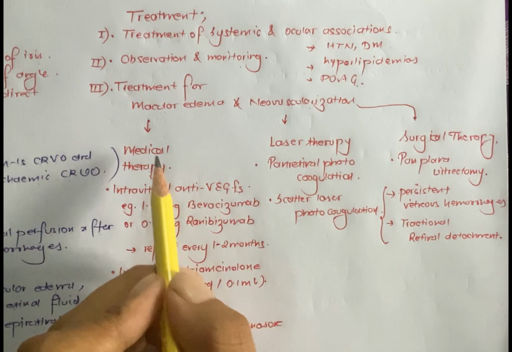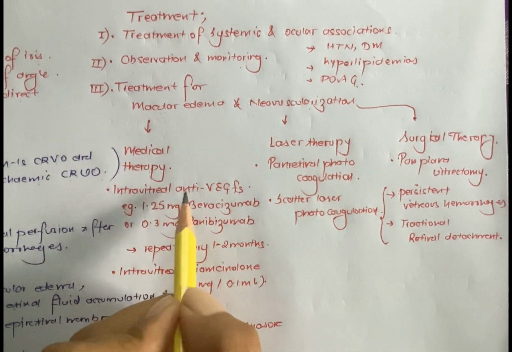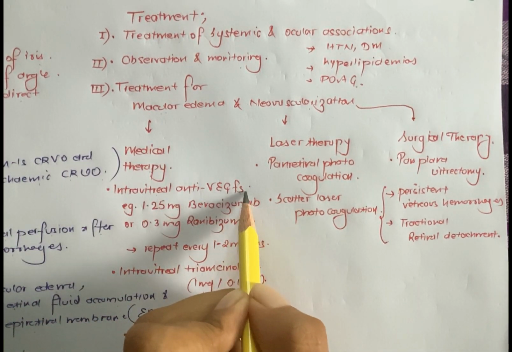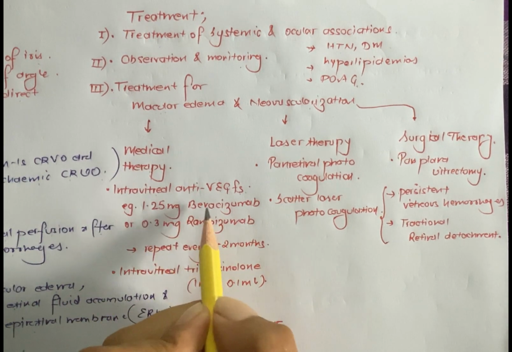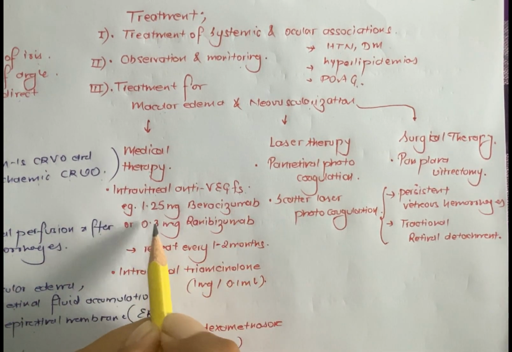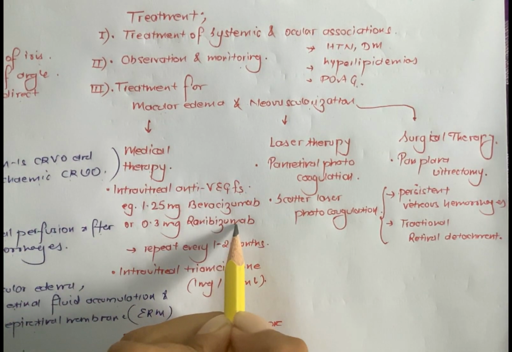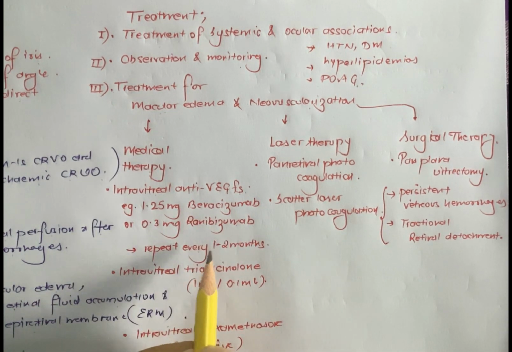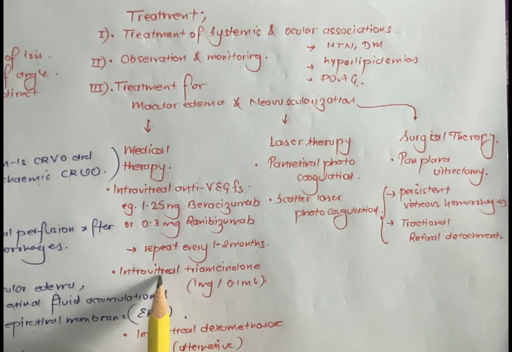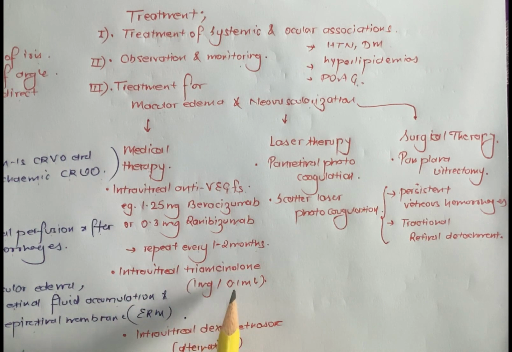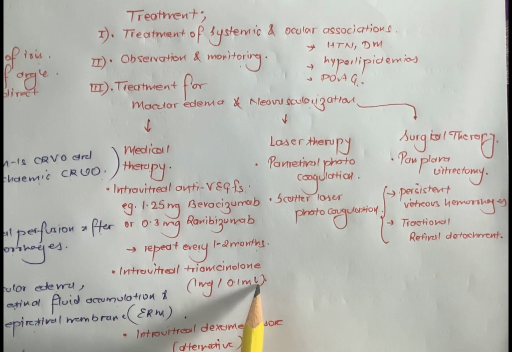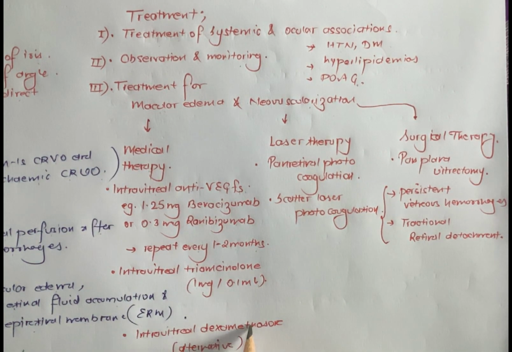And now talking about the medical therapy, intravitreal anti-VEGFs can be given, that is 1.25 mg bevacizumab or 0.3 mg ranibizumab, and it should be repeated every 1 to 2 months. And intravitreal triamcinolone 1 mg per 0.1 ml can also be given, and intravitreal dexamethasone can also be given in alternative cases.